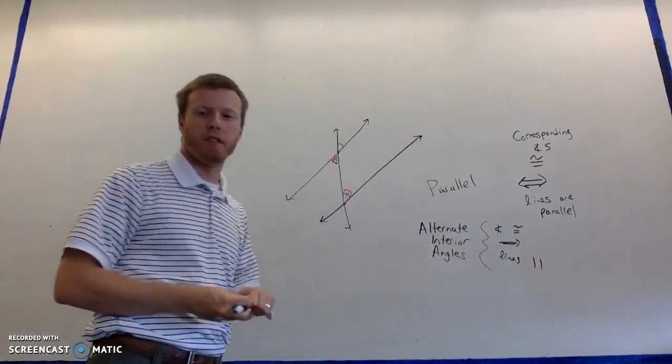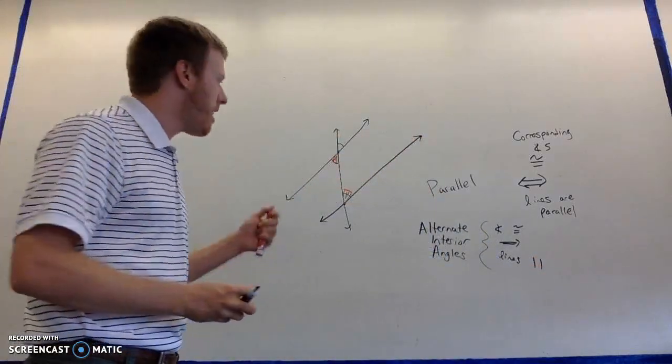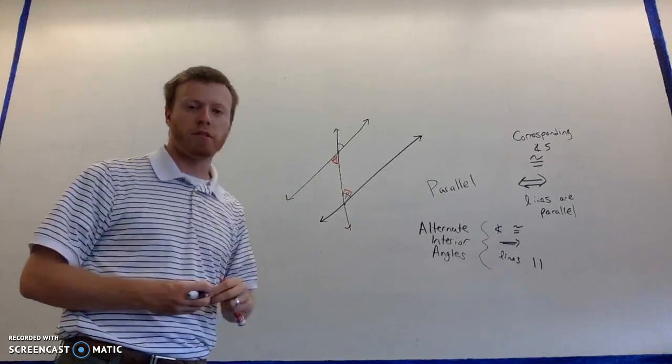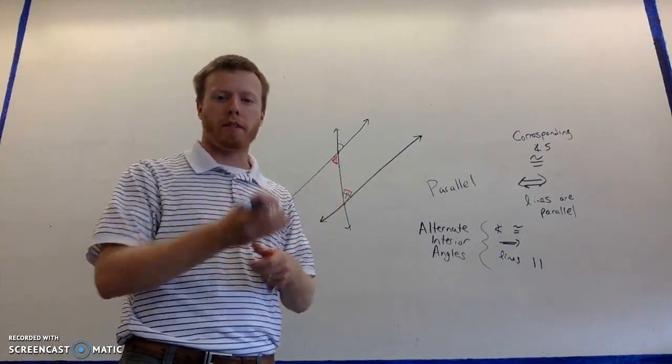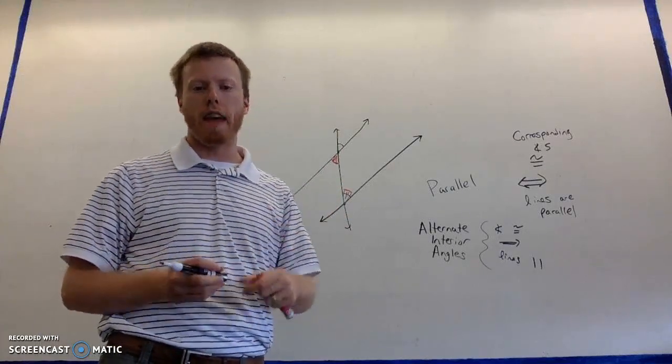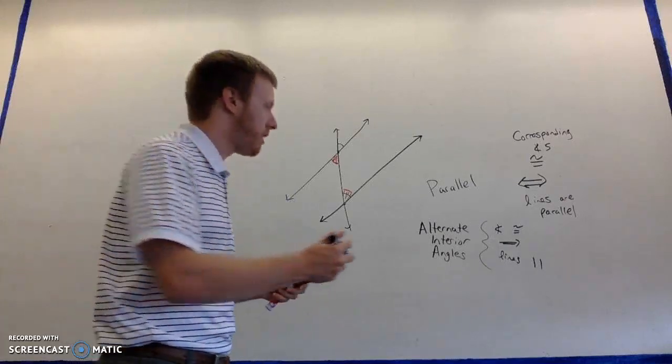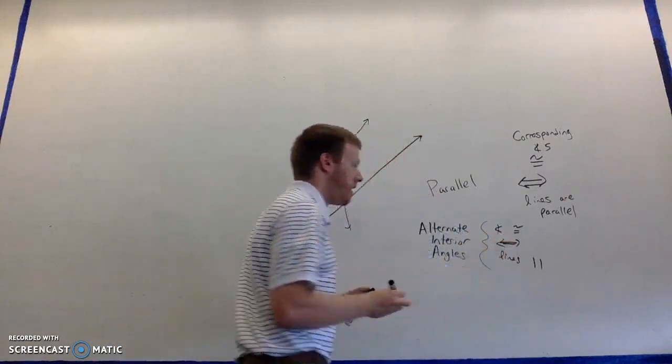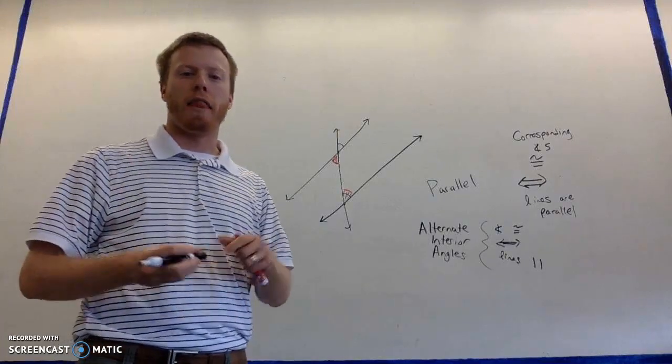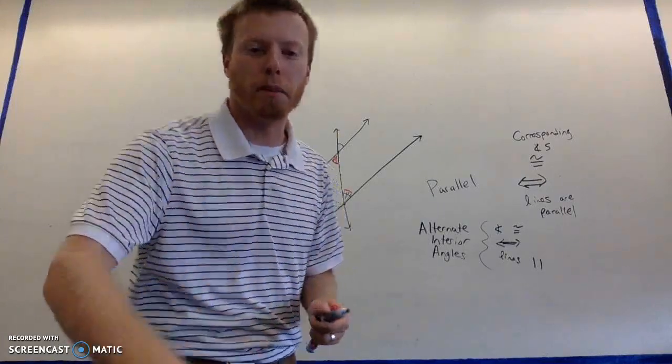I'll use the fancy symbols here, okay? If the alternate interior angles of two lines cut by a transversal are congruent, then the lines must be parallel. Similarly, it goes the other way. If the lines are parallel, then the alternate interior angles must be congruent.